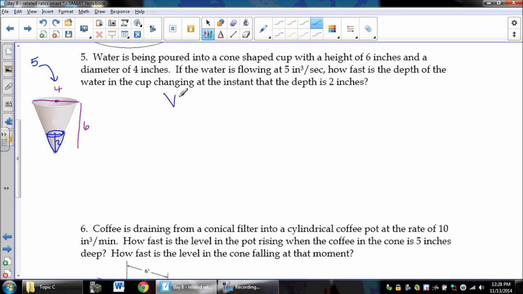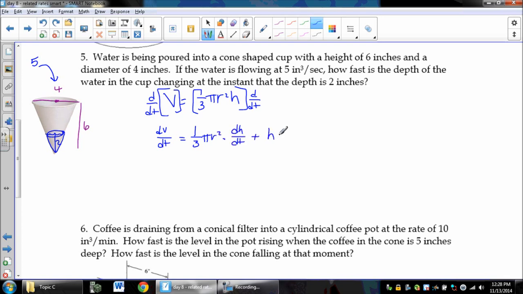So this is all really based on the volume of a cone, and the volume of a cone is 1/3 pi r squared h. So if I want to change the volume of a cone with respect to time, I have to take d dt of both sides of this equation, and I end up with dV dt. And on this side, I have a product rule because it's r squared times h, which is a product. So I need the first times the derivative of the second plus the second times the derivative of the first.